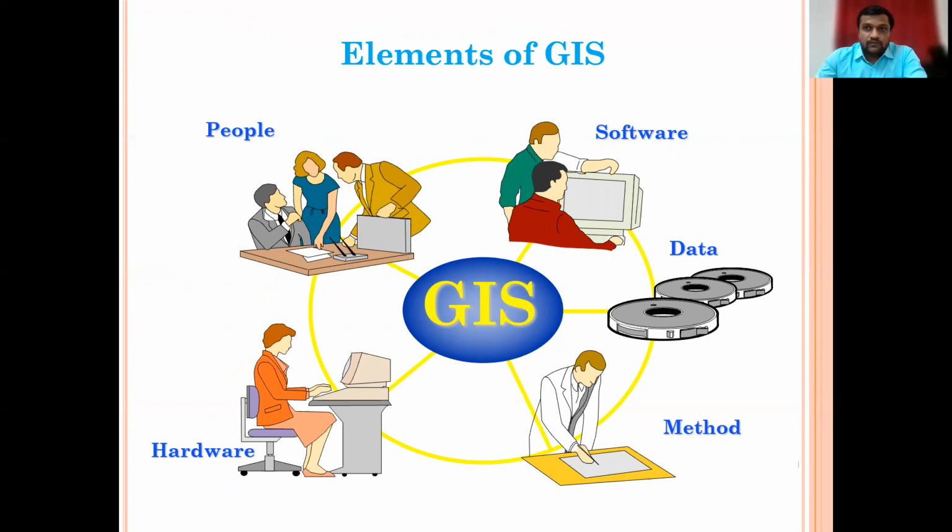So there are a total of 5 components of GIS, starting from the software part, the hardware part, the data, methodology or procedure, and the user, or you can call it people or any organization. So GIS has a total of 5 components. By integrating all these 5 components, we can have a geographical information system.